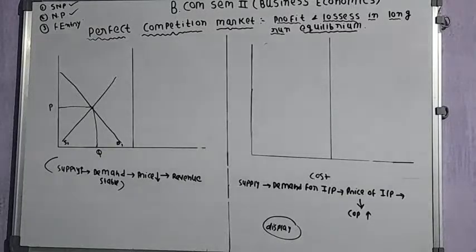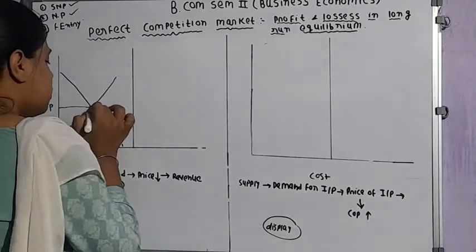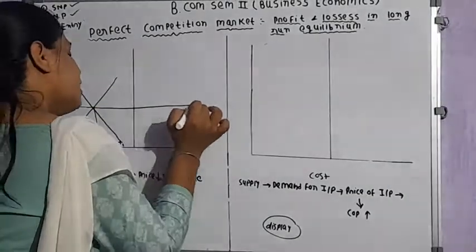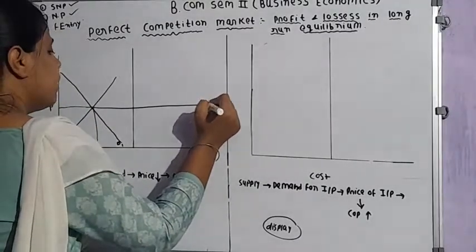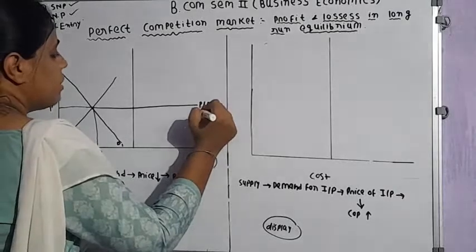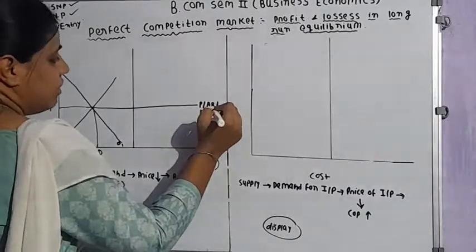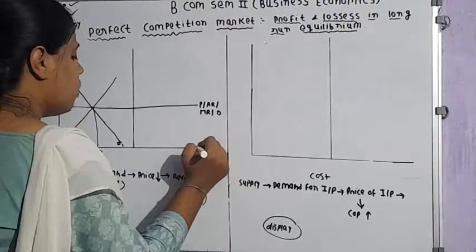The firm has to follow it. That is why this price will be followed by the firm as well. Okay, so it is the price line for the firm, it is the average revenue curve, it is the marginal revenue curve, and it is the demand curve of the firm as well.